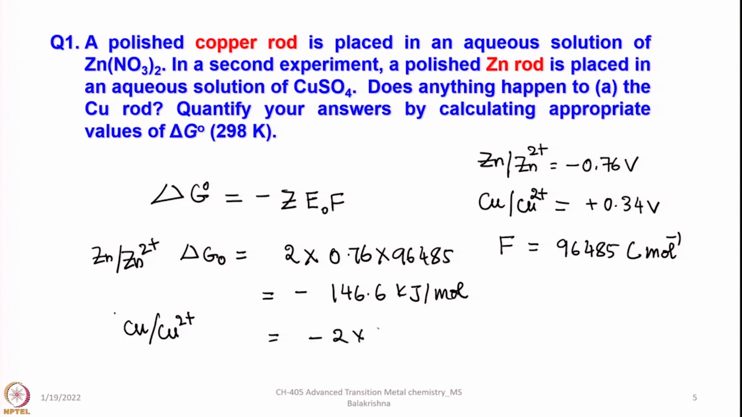2. So, what value we get here is 65.6 kilojoules per mole. So, this is positive and this is negative, as you know. Zinc cannot replace copper, whereas zinc can readily replace copper from copper sulphate, and it can form Cu.